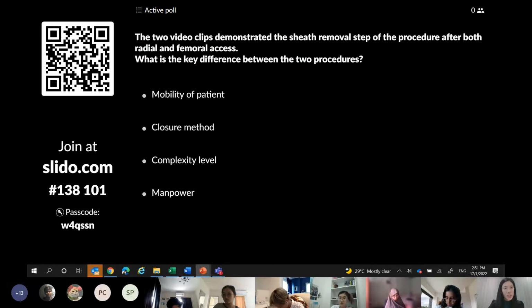So just now, these two video clips demonstrated the sheath removal step with radial and femoral access. What do you see is the key difference between these two procedures? Is one more complex than the other? Is the closure method different? How mobile is the patient? Can the patient move after the procedure? Or is the manpower of the medical staff very different?